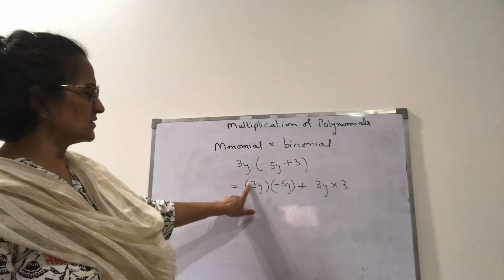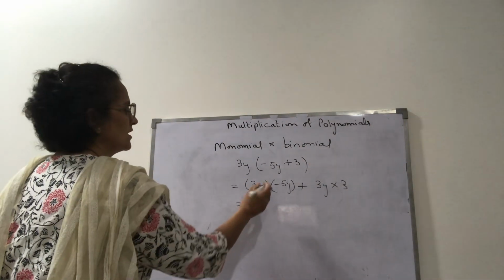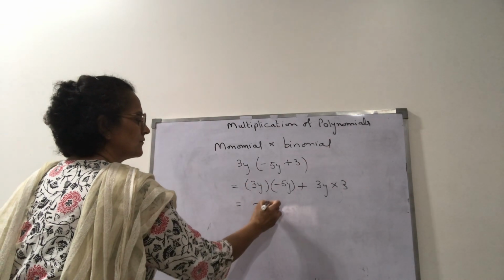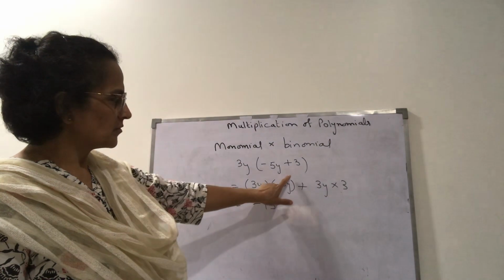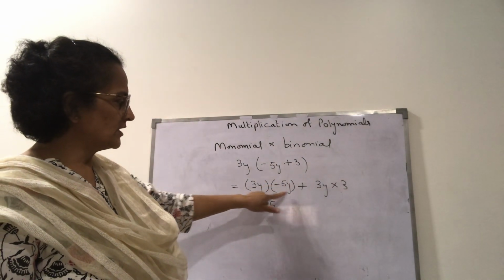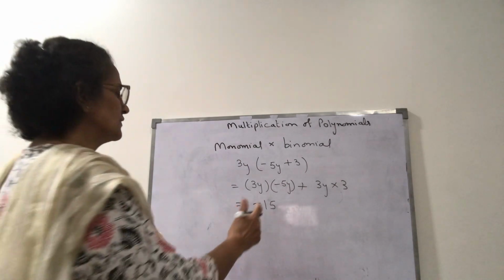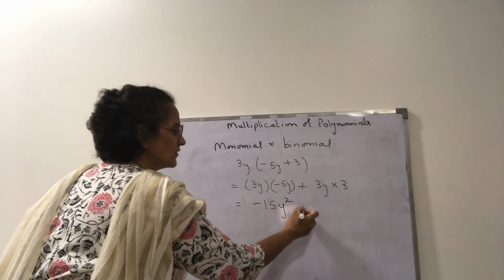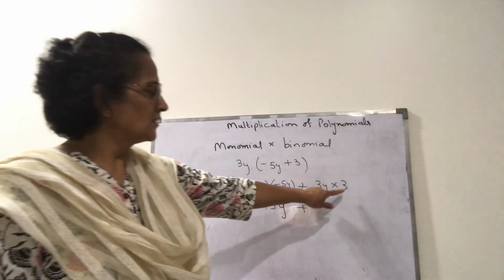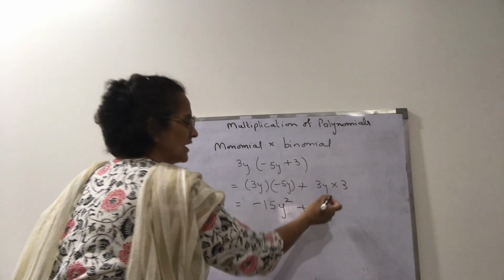Again, plus multiplied with minus gives me minus. 5 3s are 15. Power is 1, power is 1. When the bases are the same, powers are added. So we get y to the power of 2. We have a plus sign here. 3 3s are 9 and y remains y.